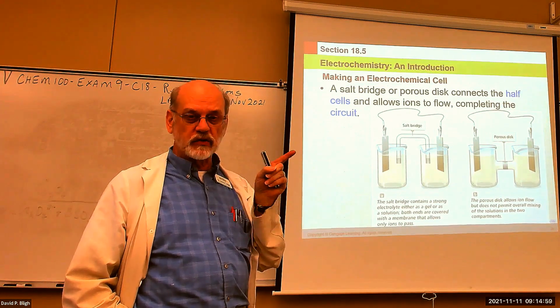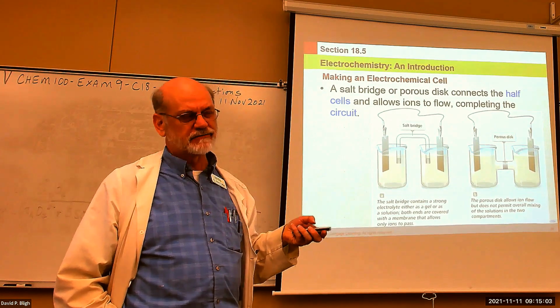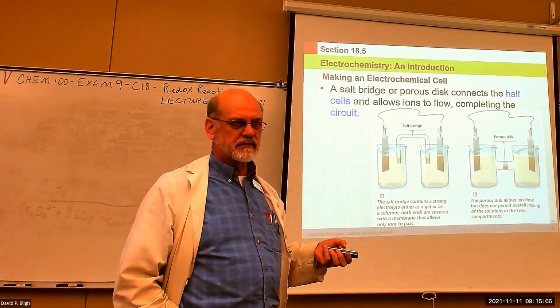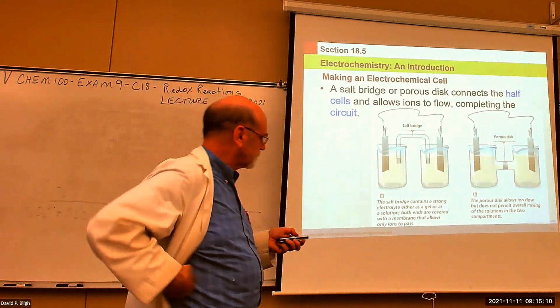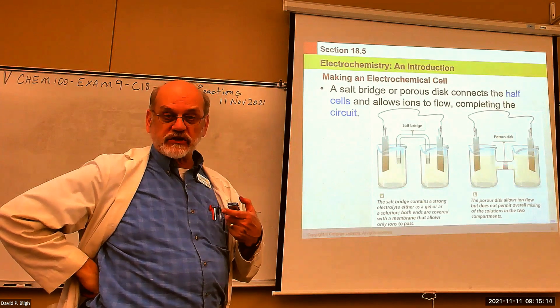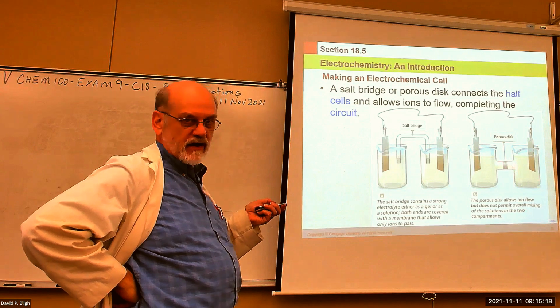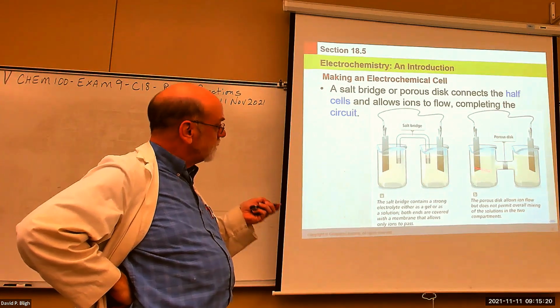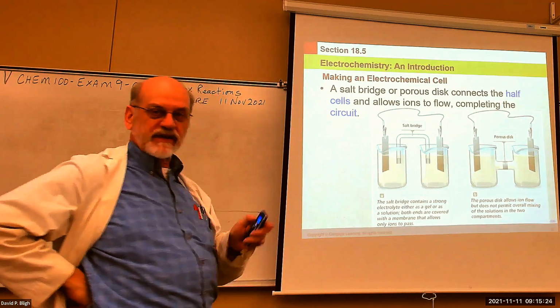Now, electrons don't move through here, just the ions. I guess technically speaking, if a negative ion moves, then electrons move. But this porous disk is actually more efficient, right? There's more resistance to movement of ions here than there is here. But that completes the circuit.